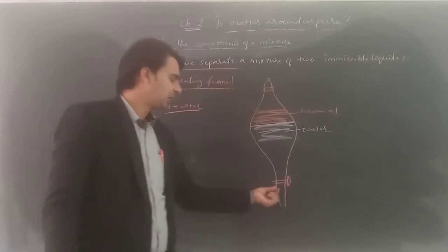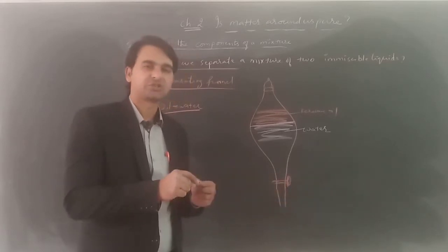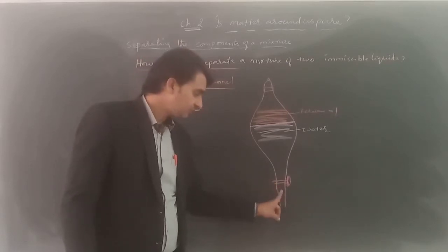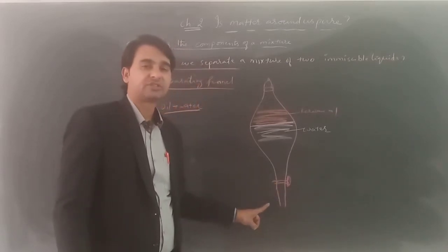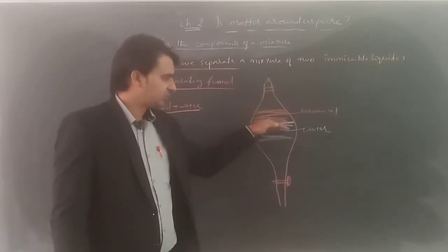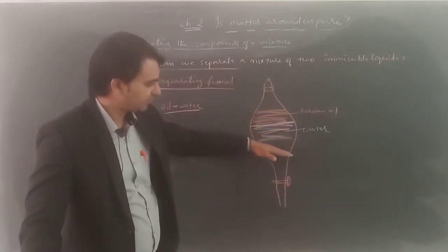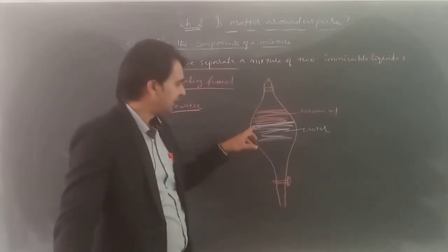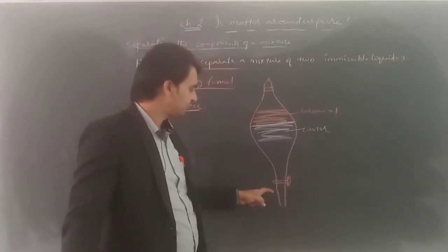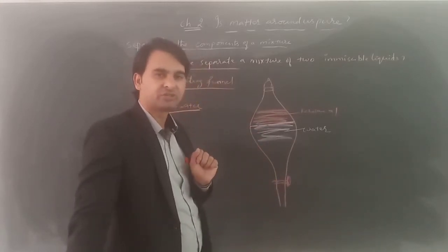Now I will open this stop cock slowly. I will open this tap, the stop cock. Slowly the water starts coming out from the bottom part of the separating funnel. Slowly the level falls down in the separating funnel. Finally the separating layer will reach the stop cock level. The moment this layer reaches the stop cock level, I will close the stop cock once again.